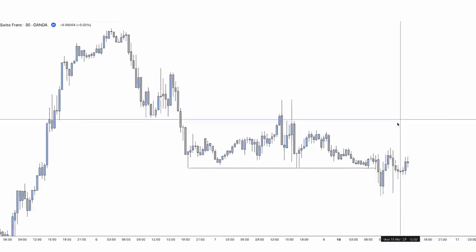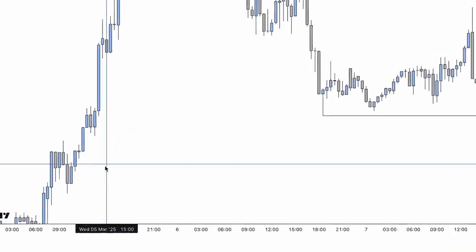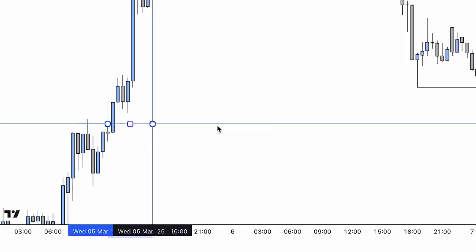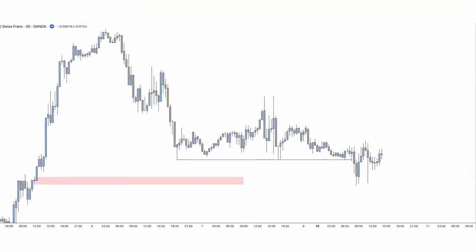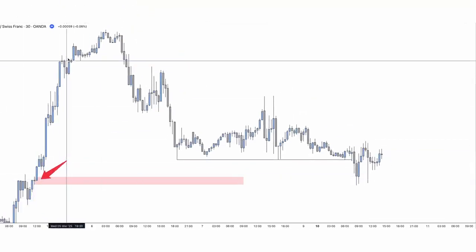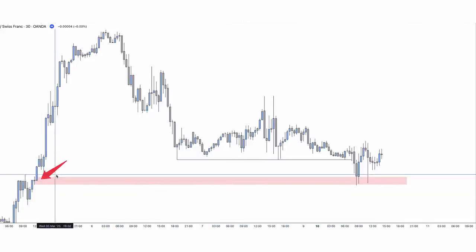Now, another point of indecision is over here. This one's important as well. See this Doji candle, this little gray one, this created a massive push of strength. So this is basically what we could see as a final point of consolidation before a large runaway in the market. Now this, of course, can then be used as a potential demand zone.